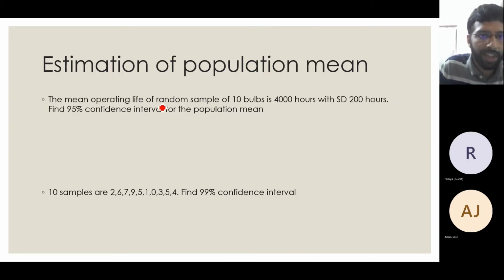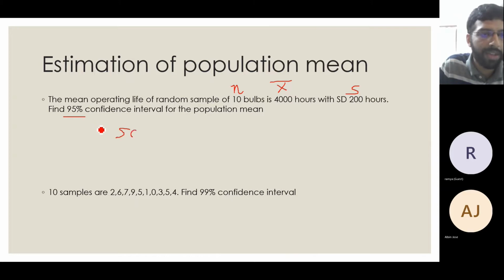So I am taking here my n is 10 bulbs, and the mean operating life is taken as x bar is 400, and the sample standard deviation is taken as 200. And I am trying to find out the 95% confidence interval. Same as what we did for the z case, only instead of the z table, we will be referring to the t table. So I cannot use values like 1.645 or 1.96 from the z table. I will have to use the values from the t table.